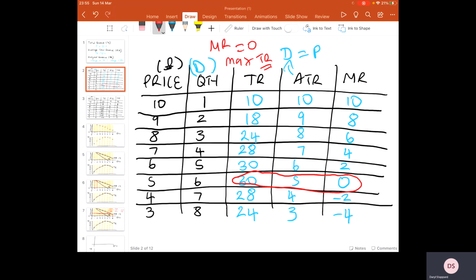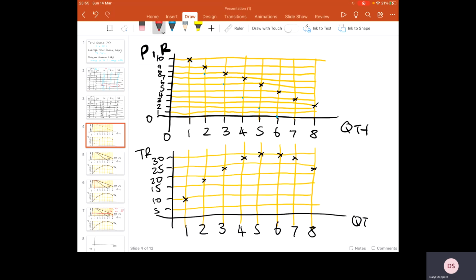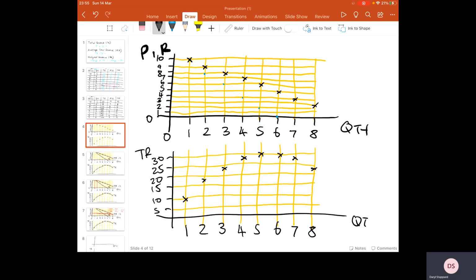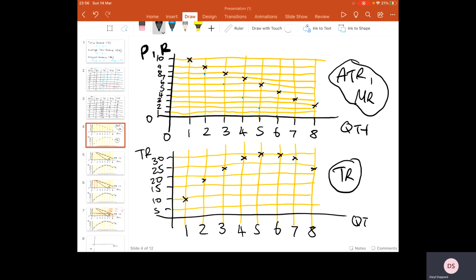So what we can now do is think about this by looking at some different graphs. Now, to try and speed things up a little bit, I've already plotted the different points for these different curves that I'm going to draw. In this top graph, I'm going to use this data to plot average total revenue and marginal revenue. But then directly below this, I'm going to plot total revenue on a separate graph. And I'm going to use this to illustrate revenue maximization for you.